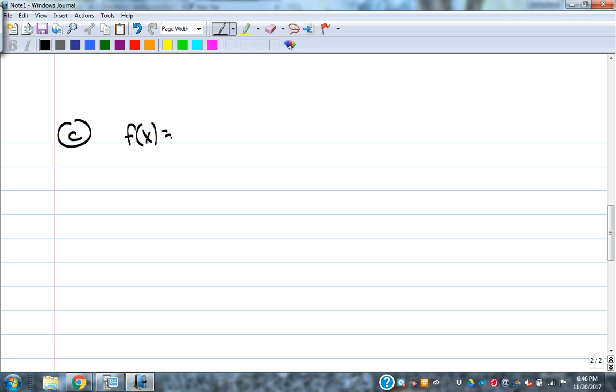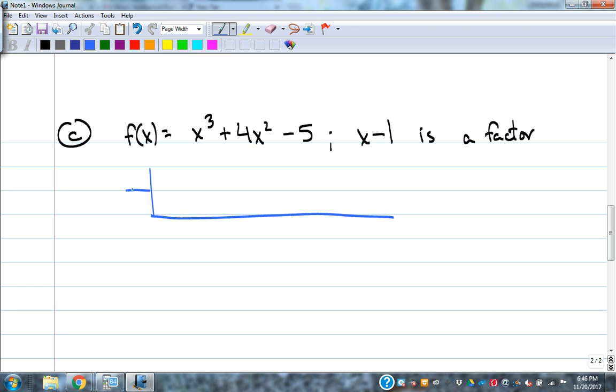Here's our function. f of x is x cubed plus 4x squared minus 5, and x minus 1 is a factor. So if we know that's a factor, we know that when I run that through with synthetic division, I should get a 0 as the remainder. So I've got a 1, 4, 0, -5. Why did I put that 0 in there? Yeah, it takes the place of the plain x that wasn't in the problem. I've got to have it represented.